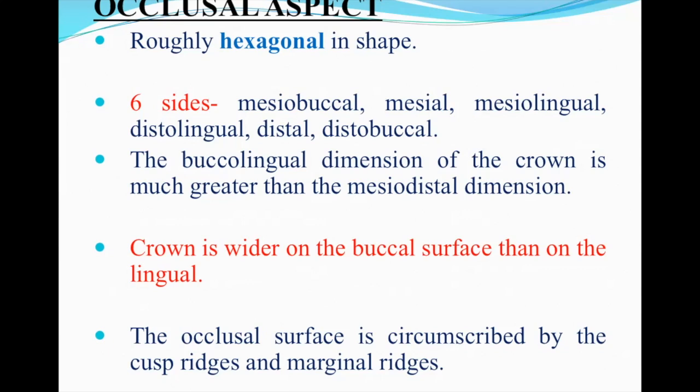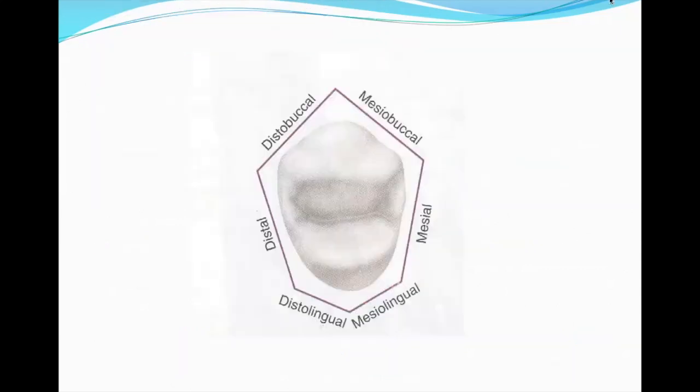Occlusal surface is circumscribed by cusp ridges and marginal ridges. So you can see all the six sides: distobuccal, mesiobuccal, mesial, mesiolingual, distolingual, and distal. So it is hexagonal in shape.